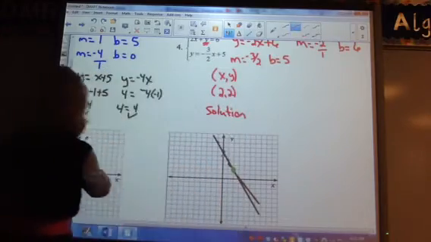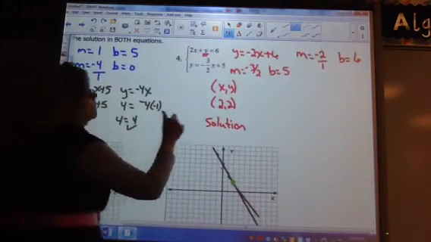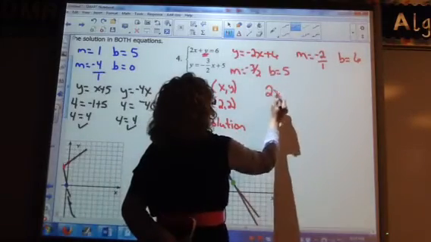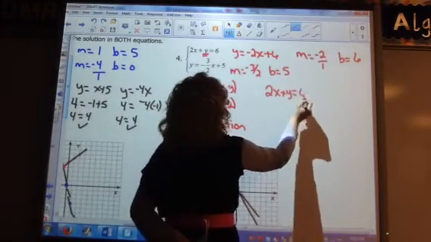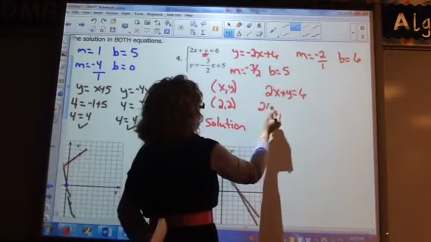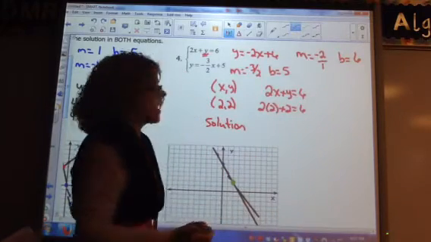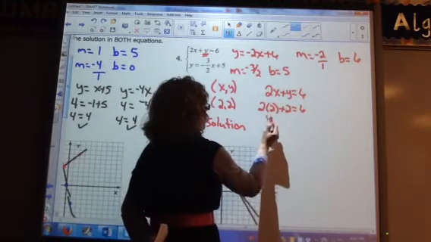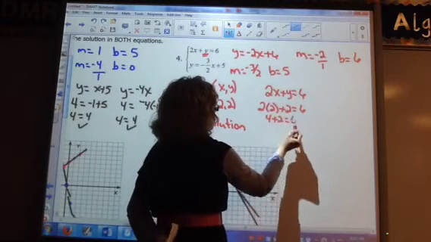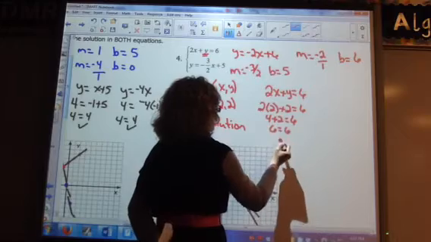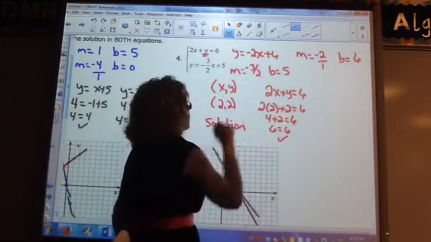So start with your first equation there. I have 2x plus y equals 6, and let's substitute in. X is 2, y is 2. Let's simplify the left side. 2 times 2 is 4. 4 plus 2 is 6. That checks out. So this point is on that line.